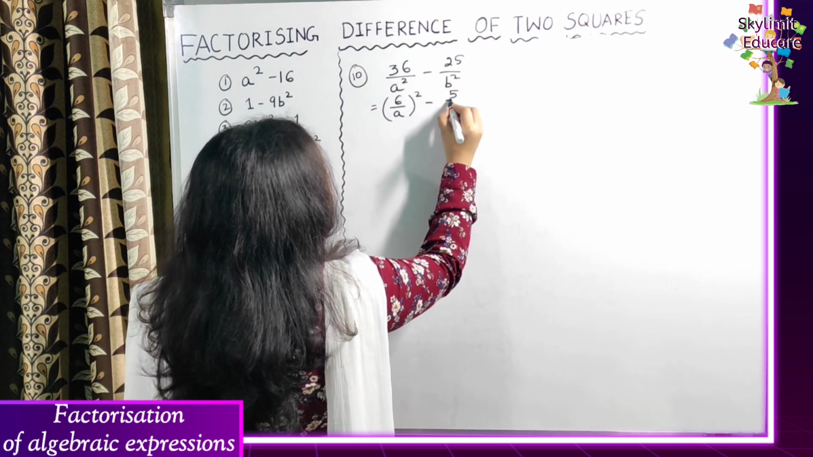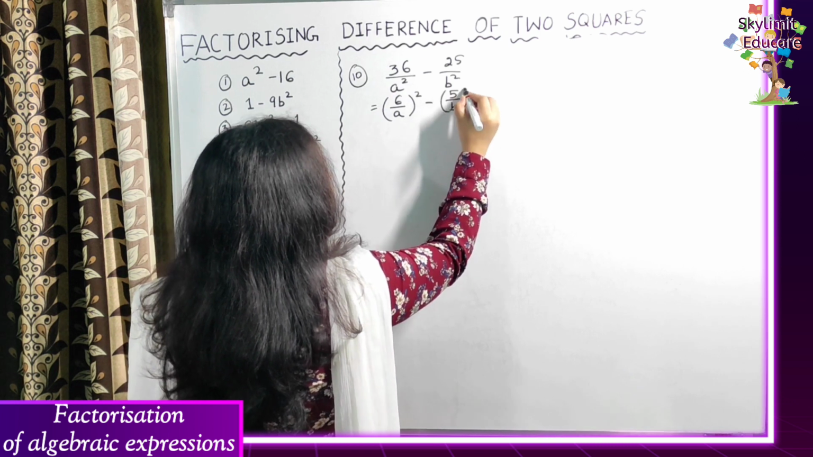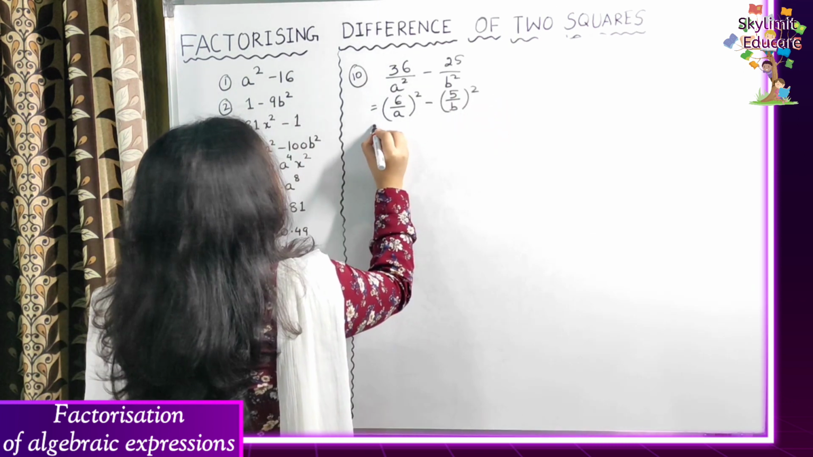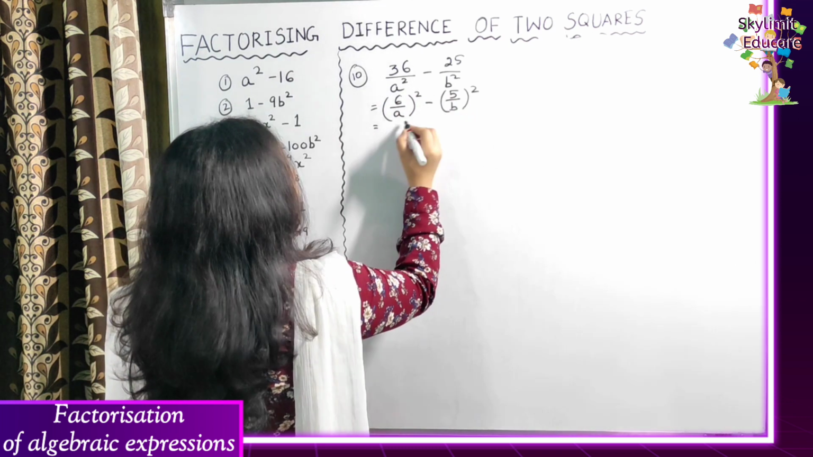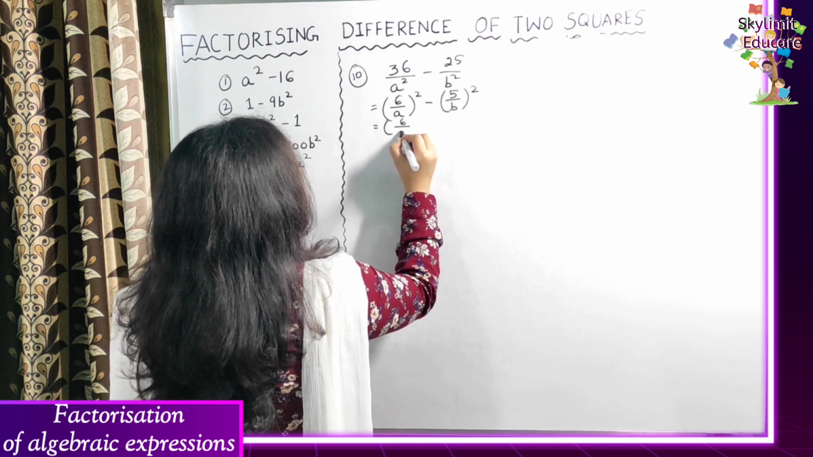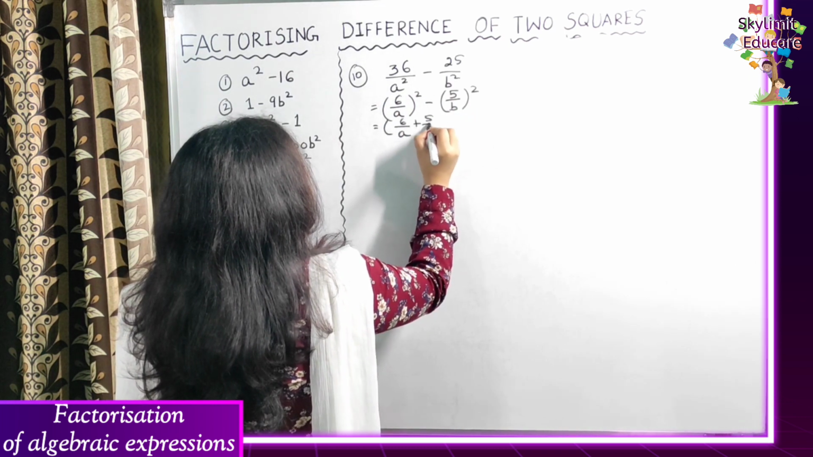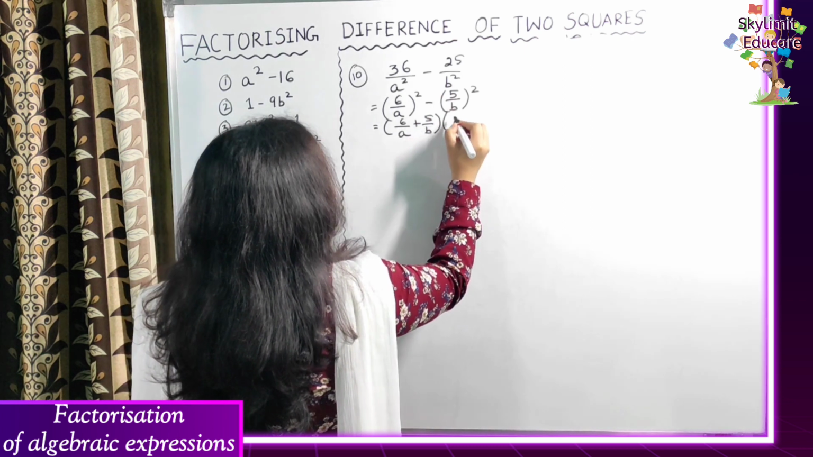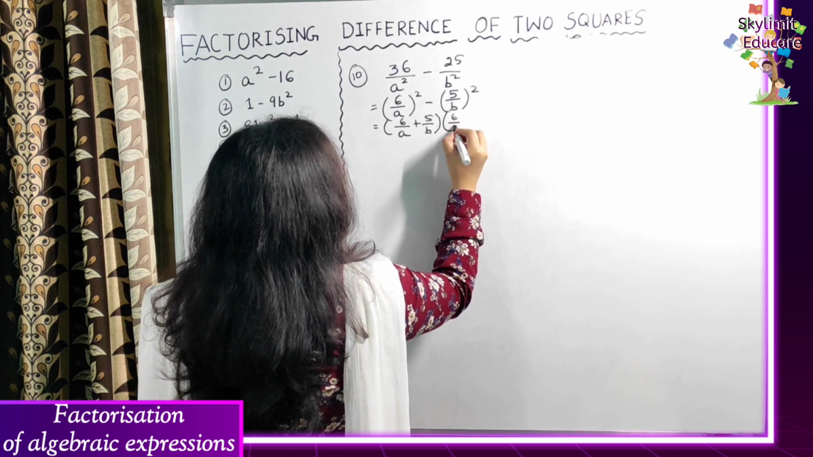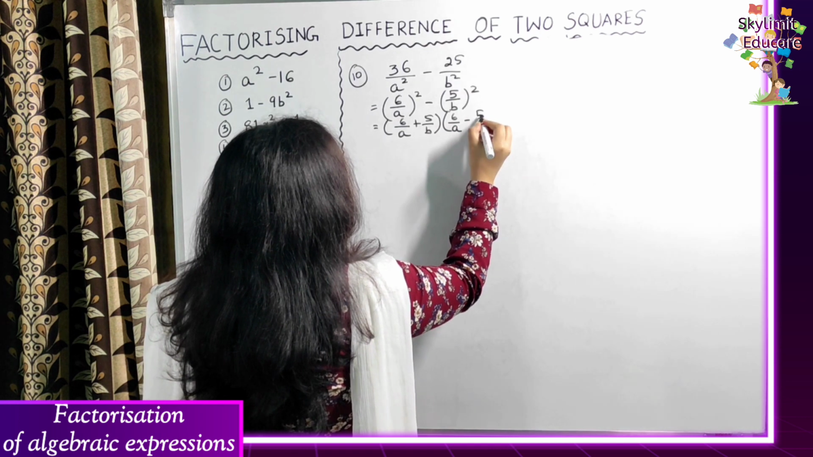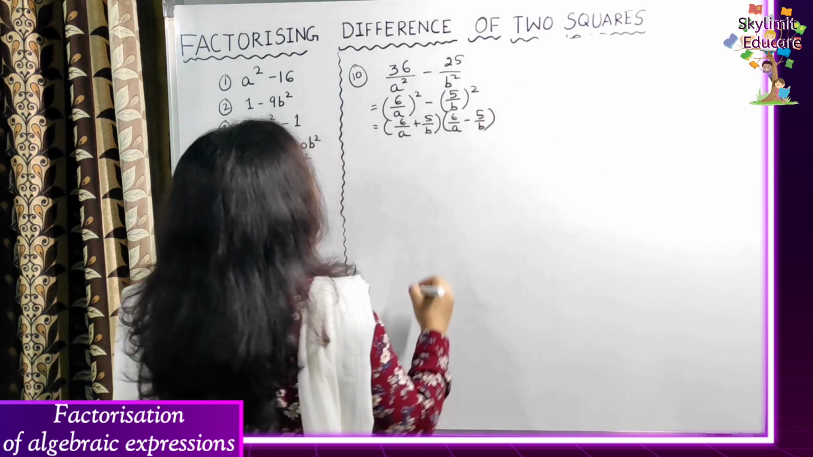The square root of b square will be b. So (5/b) whole square, obviously. So we got here, this is A and this is B. So (A plus B) multiplied to (A minus B). Clear? You got the format?